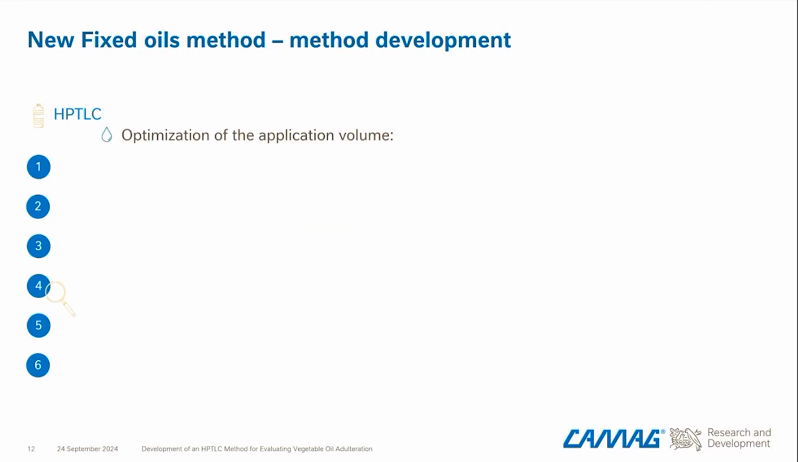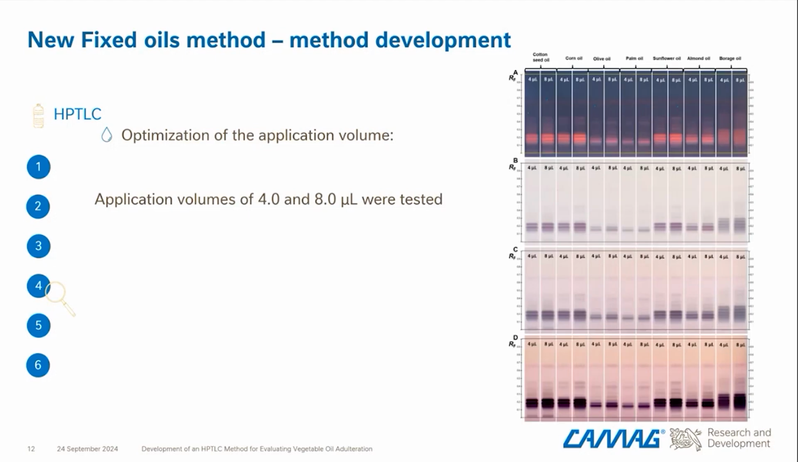Then after that, we optimized the application volume. For the application volume, we wanted to check 4 and 8 microliters. You have here an example with the cottonseed oil, corn oil, olive oil, palm oil, sunflower, almond, and borage oil. We have applied 4 and 8 microliters each time. What we wanted is to see more zones, which is what we see with the 8 microliters. All the time we see more zones, but we also have to be sure that we are not overloading the fingerprint. With 8 we see more zones, but it's not overloaded. So that's why we keep the 8 microliters.